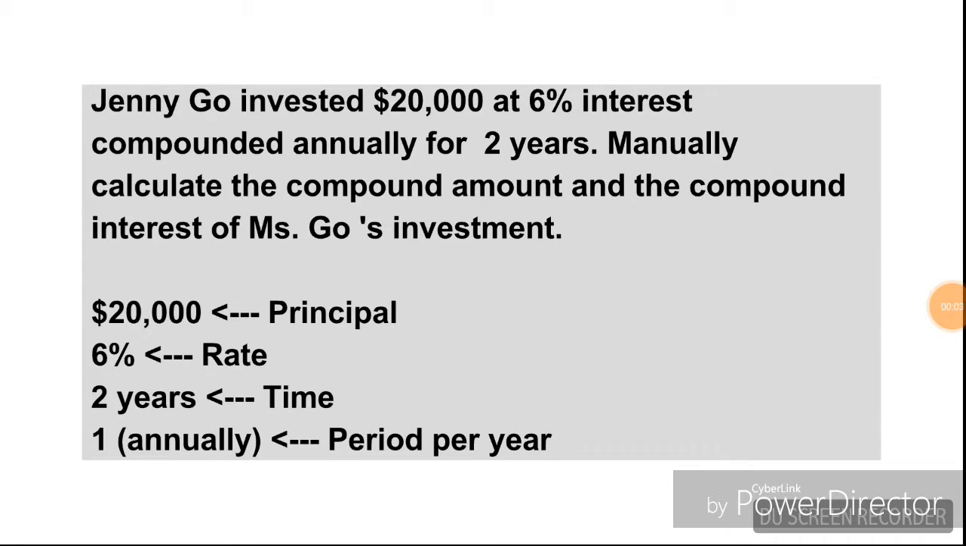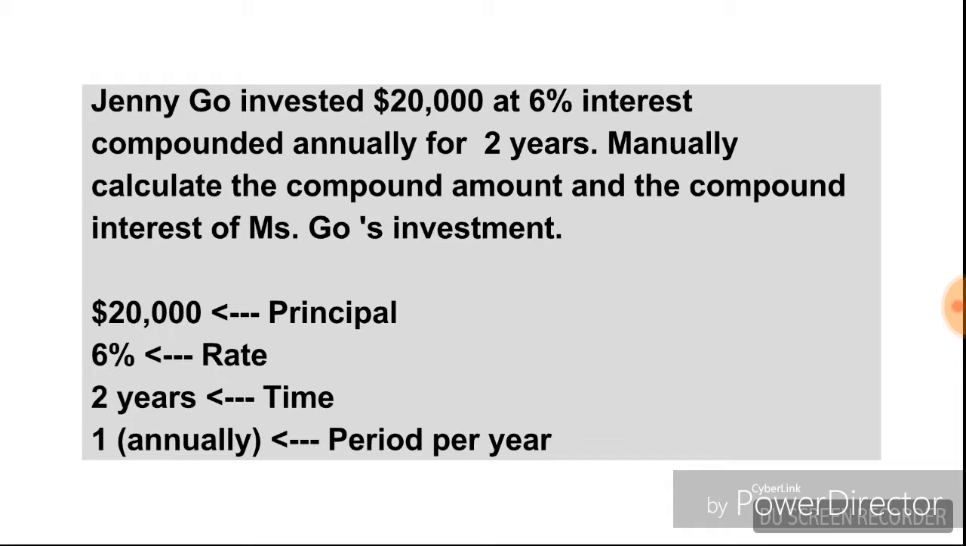Let us consider this problem. Johnny Go invested $20,000 at 6% interest compounded annually for 2 years. Manually calculate the compound amount and the compound interest of Ms. Go's investment. In this problem, we have $20,000 for the principal, 6% for the rate, 2 years for the time, and 1 for the period per year since the interest is compounded annually.